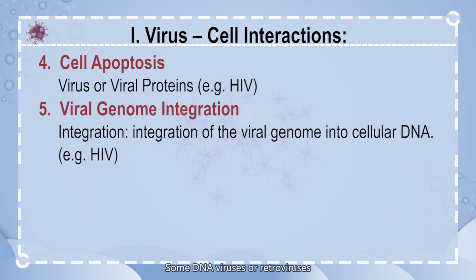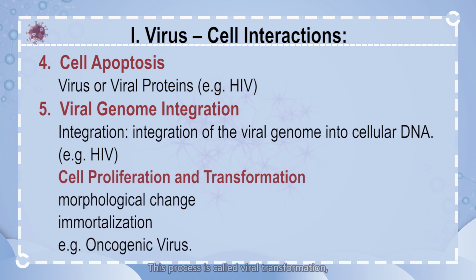Some DNA viruses or retroviruses can integrate the viral genome into cellular DNA, which is called gene integration. This gene integration can cause malignant transformation of host cells, which is characterized by unrestrained growth, prolonged survival, and morphological changes, such as focal areas of rounded, piled-up cells. This process is called viral transformation, and these viruses are oncogenic viruses.